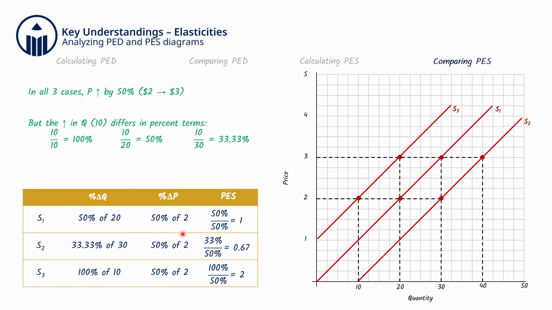On S2, the PES is 33% divided by 50%, which is equal to 0.67. And on S3, the PES is 100% divided by 50%, which is equal to 2. S1 shows unit elastic supply because it intersects the origin. S2 shows price inelastic supply because it intersects the x-axis, and S3 shows price elastic supply because it intersects the y-axis.